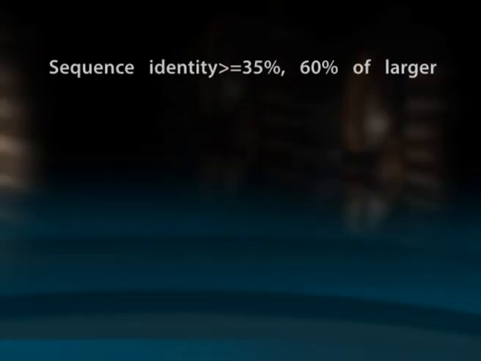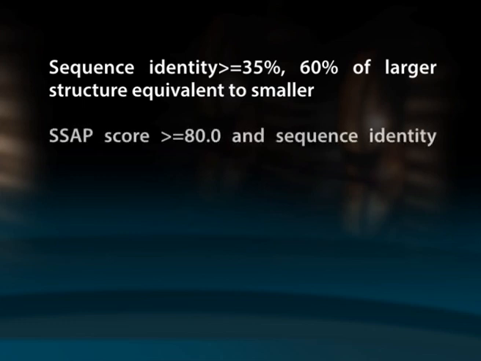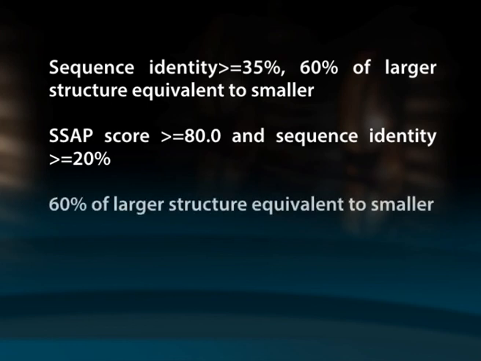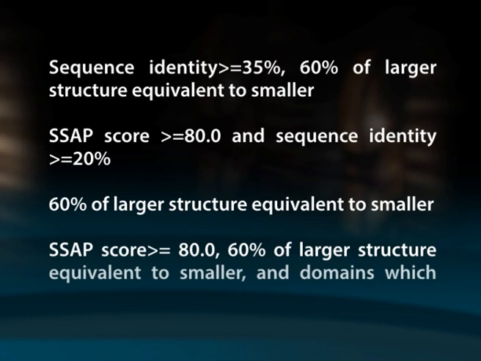Structures are clustered into the same homologous superfamily if they satisfy one of the following criteria. The first criterion is sequence identity greater than or equal to 35%, with 60% of the larger structure equivalent to the smaller. Second, SSAP score should be greater than or equal to 80 and sequence identity should be greater than or equal to 20%, with 60% of the larger structure equivalent to the smaller. Third, SSAP score should be greater than or equal to 80, with 60% of the larger structure equivalent to the smaller, and domains which have related functions.